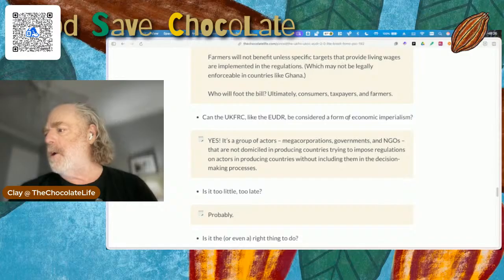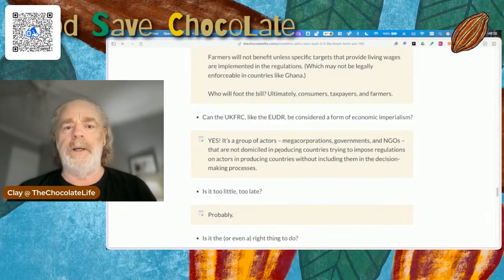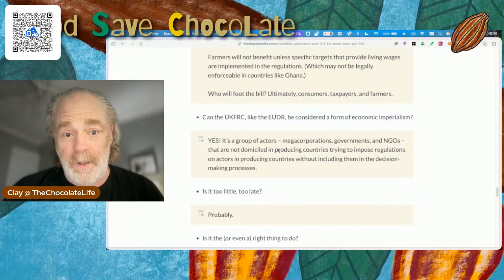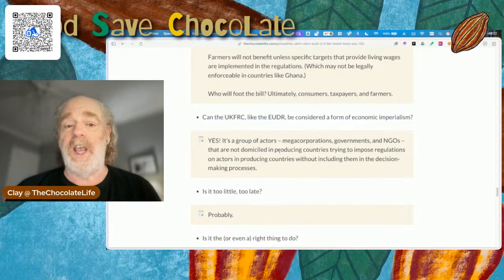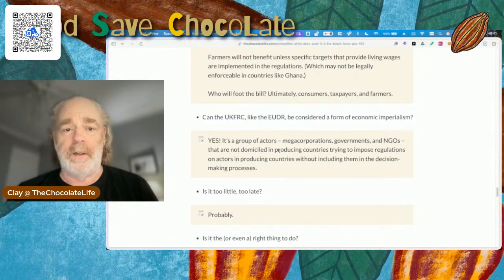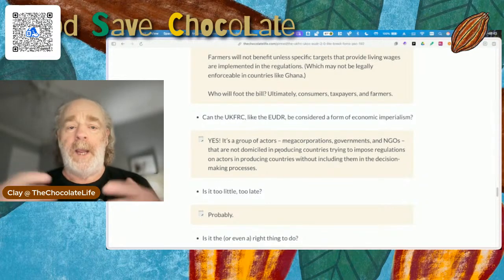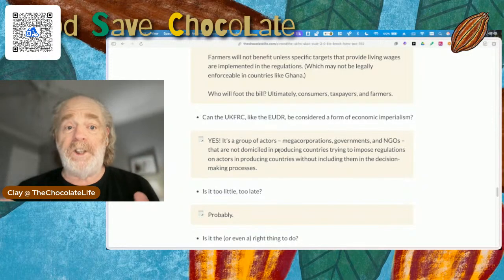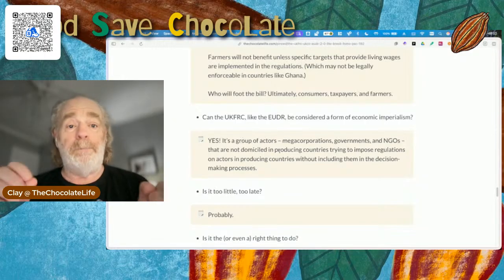So anyway, we've got a couple of minutes left. Can the UKFRC, like the EUDR, be considered a form of economic imperialism? And the answer is absolutely yes. The UKFRC, the EUDR, the UKCC, any one of these actors, individually and collectively, is perpetuating economic imperialism. And here's how. It's a bunch of actors who are not in producing countries.